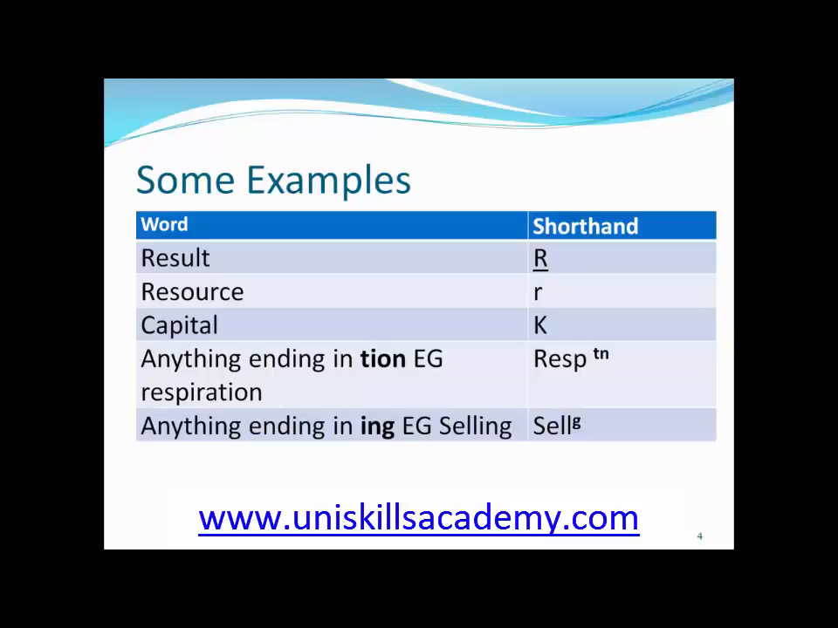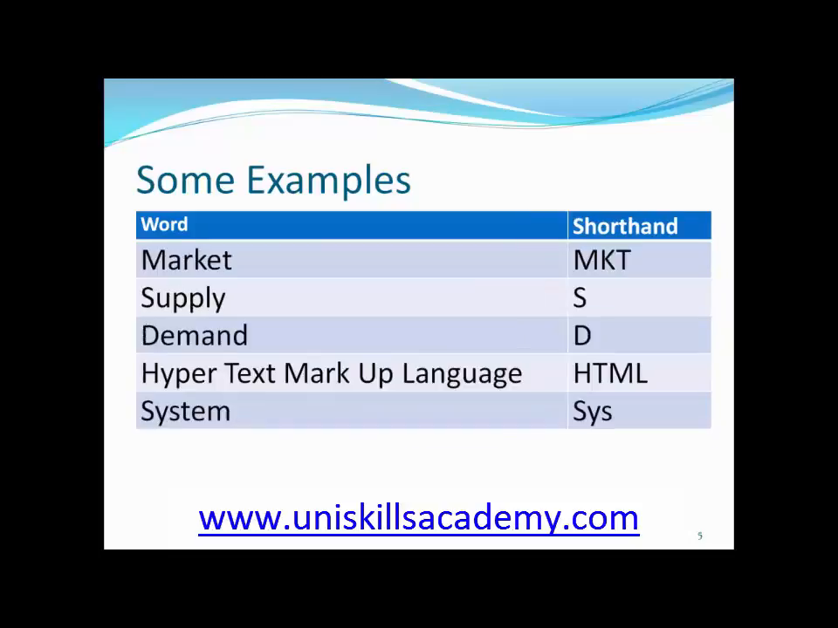Any word in English ending in the shun or TION symbol, we use the superscript TN after a shortened part of the first part of the word. Therefore, respiration can be written as RESP TN, and the TN at the end is in superscript. Similarly, anything ending in ing, ING, just has a single letter G, again in superscript, after a shortened version of that word.